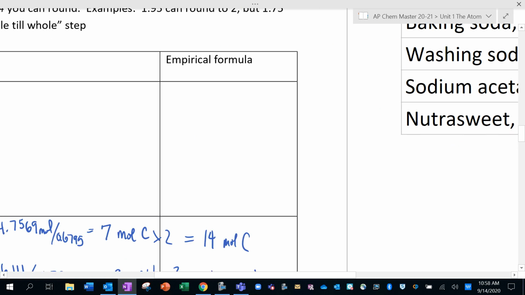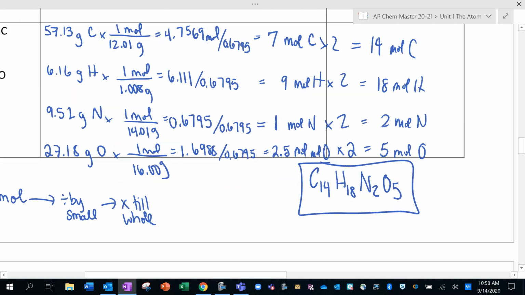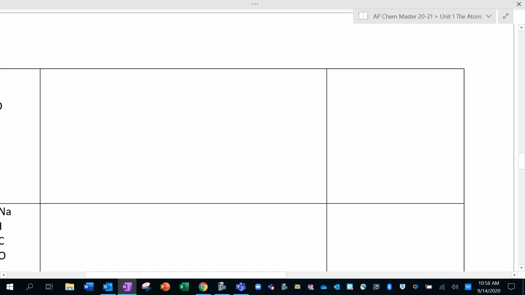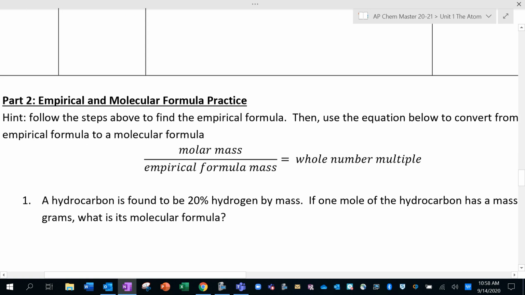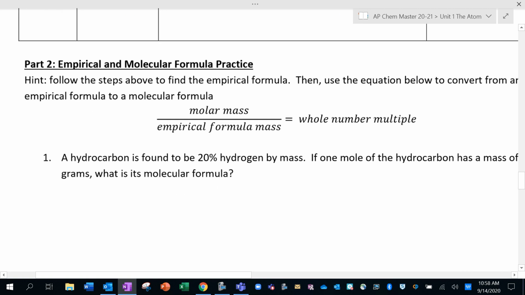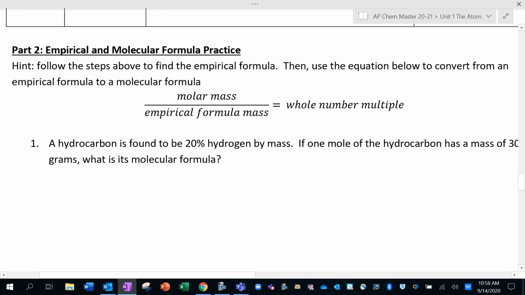Okay, let's look at another example where we have to do the next step of finding the molecular formula. So I'm going to scroll down to one of these problems. And let's look at problem number 1 here. It tells us we have a hydrocarbon. Hydrocarbon means the substance contains hydrogen and carbon. That's it. And then it's 20% hydrogen by mass, and that's all that gets mentioned. It doesn't mention the carbon at all. Well, but we know it's only made of two things, hydrogen and carbon. So if it's 20% hydrogen, it must be 80% carbon.